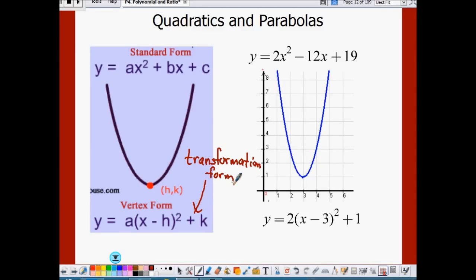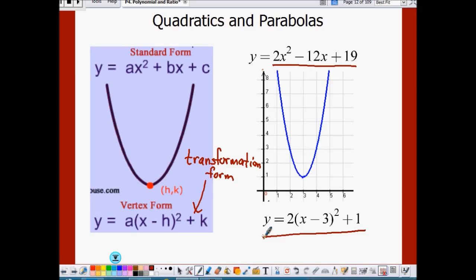The reason why is when something's written in transformation form, go back to the section where we talked about transformations, you can see what's happening there. You can see is it being moved right or left. You can see is it being moved up and down. Like with the second equation, and these are identical parabolas. You see one that's written in standard form, y equals 2x squared minus 12x plus 19. And then I took, and this is what you're about to start doing, I took this standard form and I wrote the exact same parabola in transformation form down here.